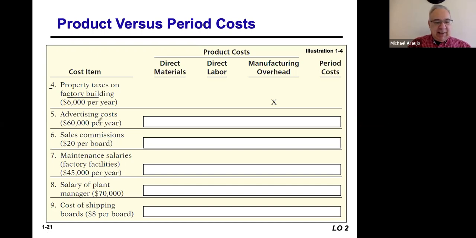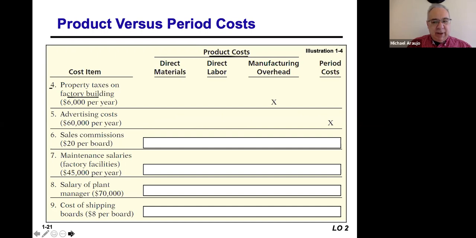Advertising costs, $60,000 a year. Well, advertising a product is not specific to making it. It's just after it's made, you tell everybody about it. So it's going to be a period cost. It's going to be that selling and administrative cost category that I had you outline, or told you to pay attention to, in the previous illustration.